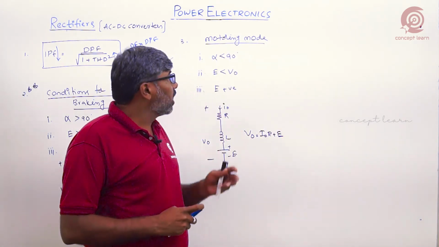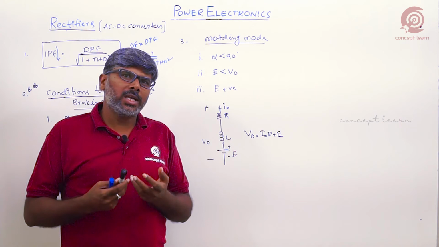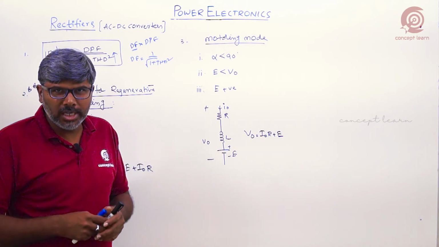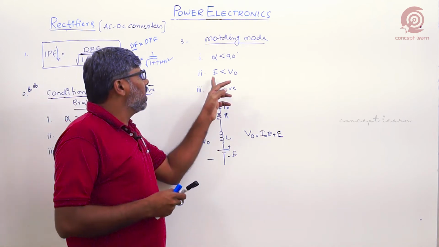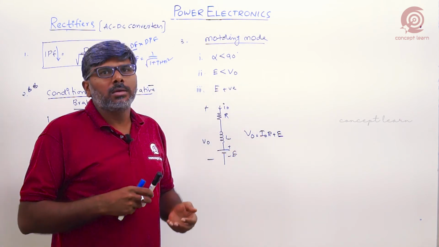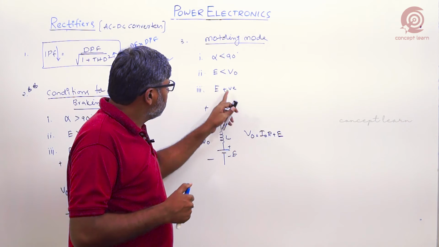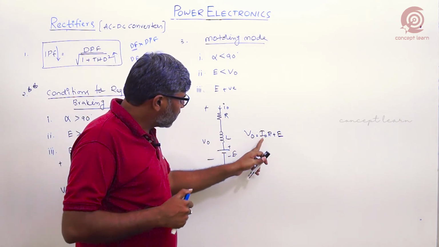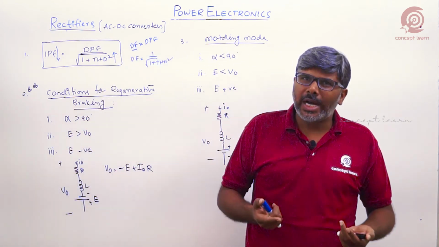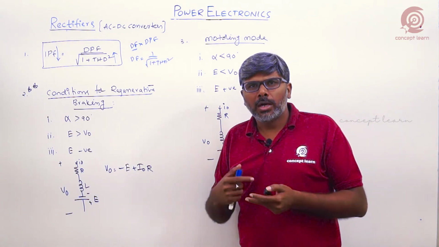Now coming to the motoring mode of operation. This is the normal thing. What are the conditions? When alpha is less than 90 degrees, definitely the full converter gives motoring mode of operation, that is first quadrant operation, because it acts as a rectifier. E should be less than V naught, meaning the load voltage should be greater than the battery back EMF E, and E must be positive. This is the equivalent circuit. Then V naught is I naught into R plus E. So if you know V naught and E, we calculate I naught, or if you know I naught, E and R, we get the V naught value based on the given data.